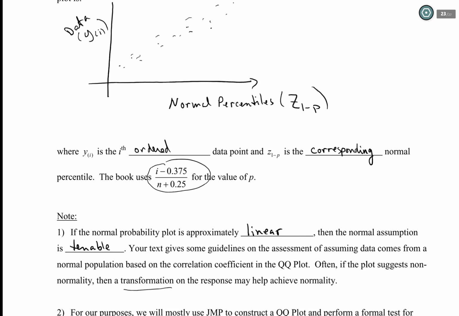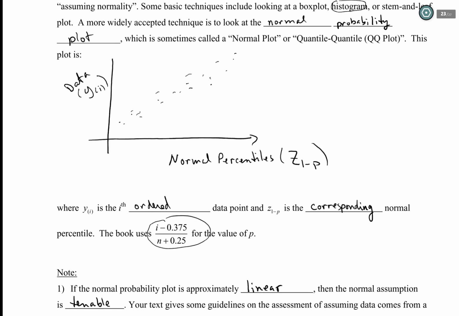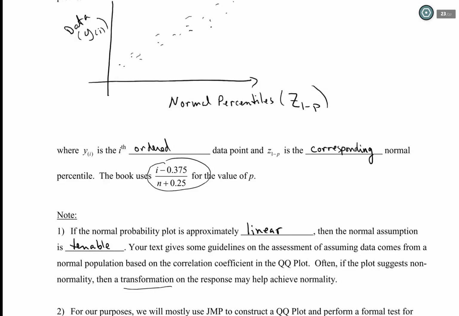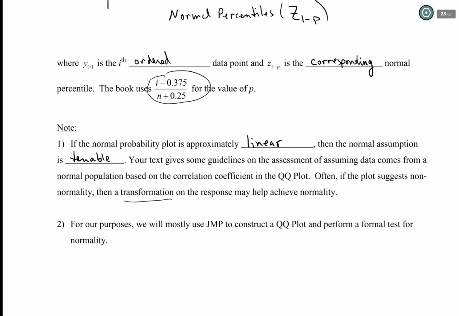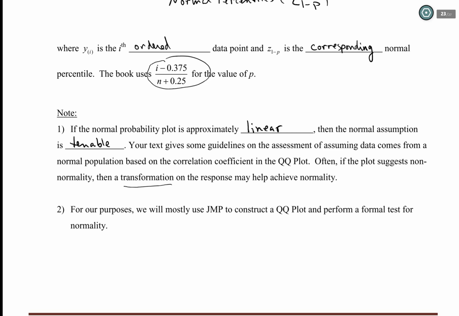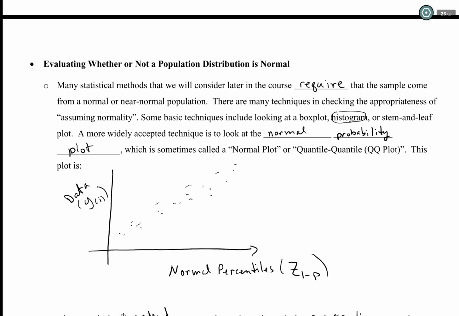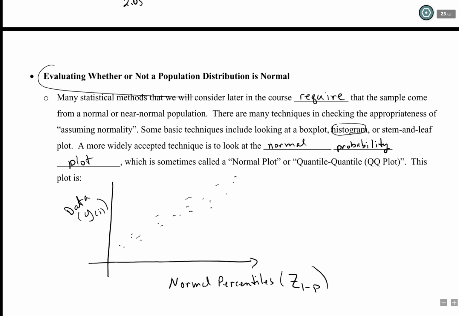Your text also gives an approach to looking at the correlation coefficient of this QQ plot, and that correlation coefficient can be tied to a particular test for normality. But again, we're going to mostly use JMP to construct a QQ plot and to perform a formal test for normality, which we'll look at later on. But this is an important idea, using a QQ plot to evaluate whether or not a population that you have sampled from is in fact normally distributed.